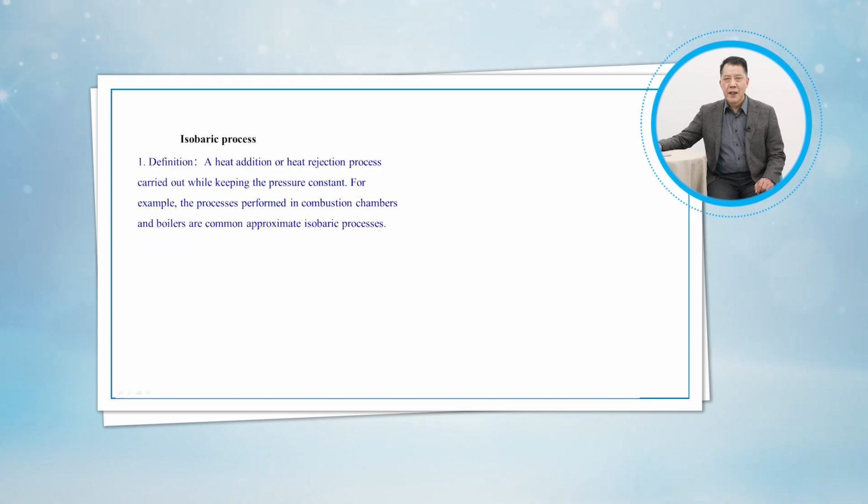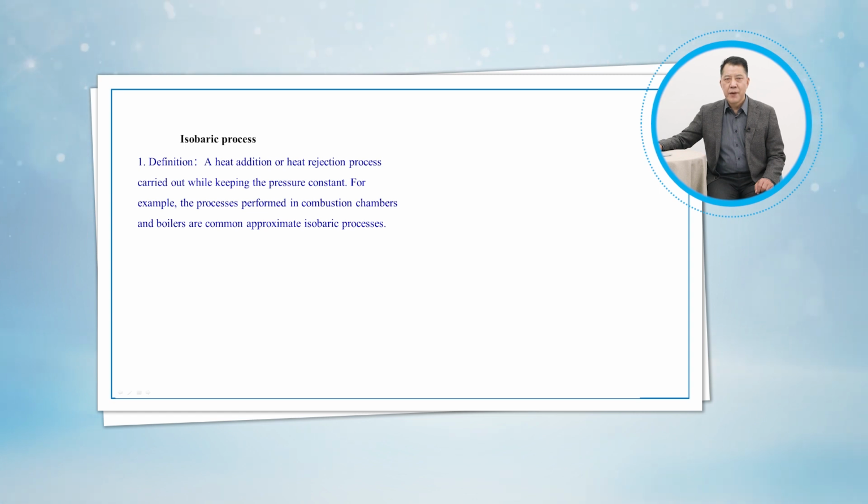The topic of this task is about the isobaric and isothermal process. Let's firstly talk about the isobaric process. Firstly, the definition of the isobaric process. An isobaric process is a process during which the pressure P remains constant.